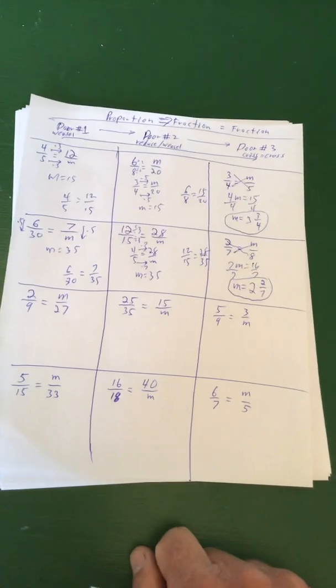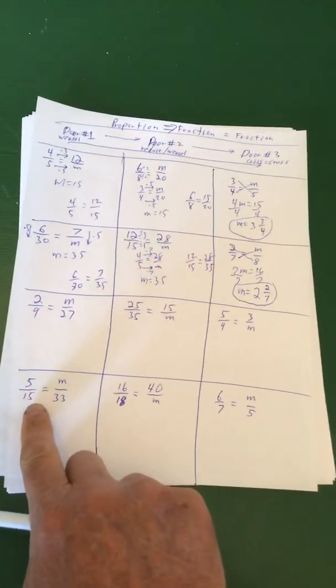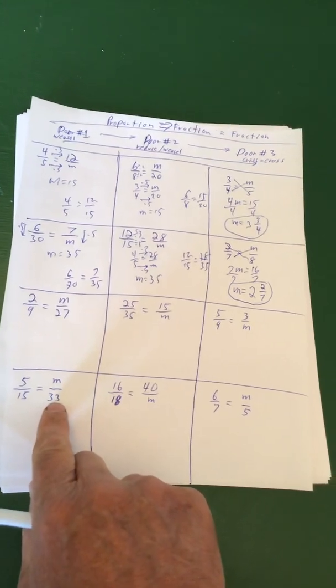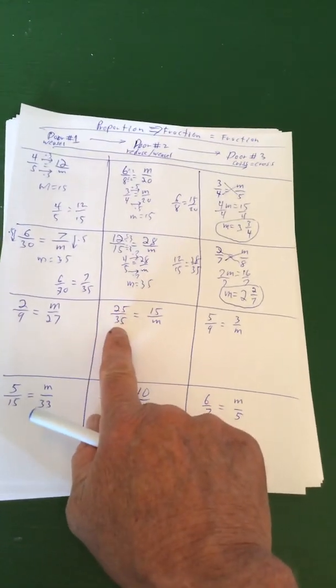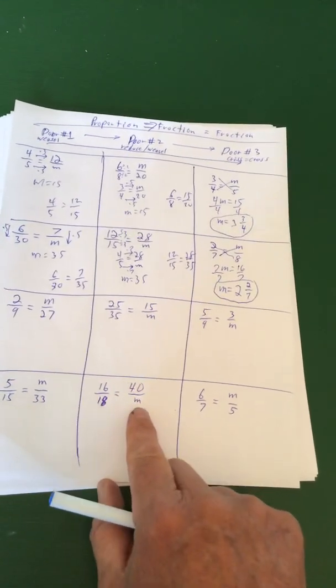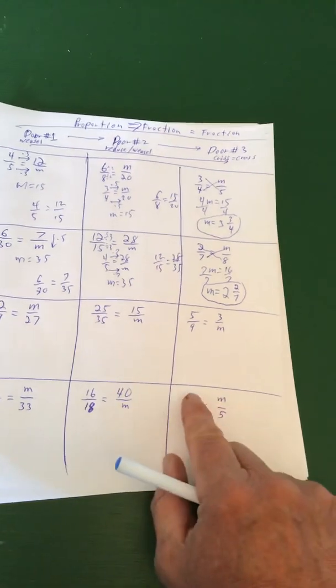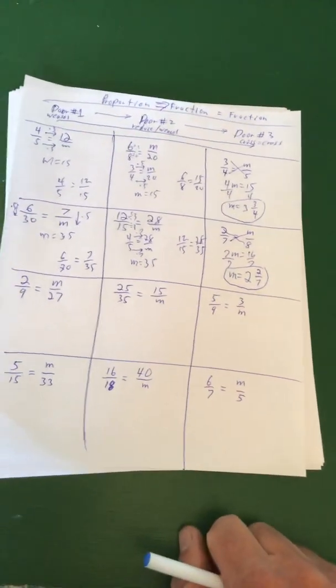All right? So 2 over 9 equals m over 27. 5 over 15 equals m over 33. 25 over 35 equals 15 over m. 16 over 18 equals 40 over m. 5 over 9 equals 3 over m. And 6 over 7 equals m over 5. So hit pause, do them. Here I go.